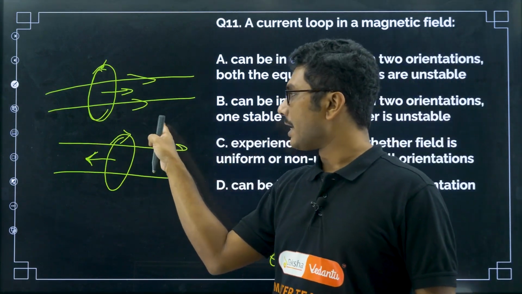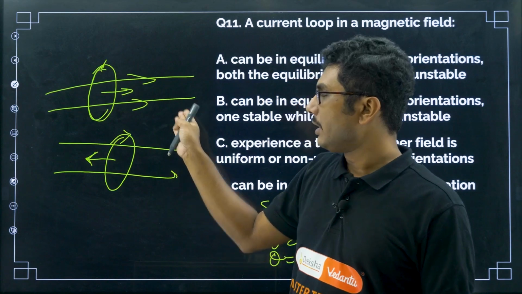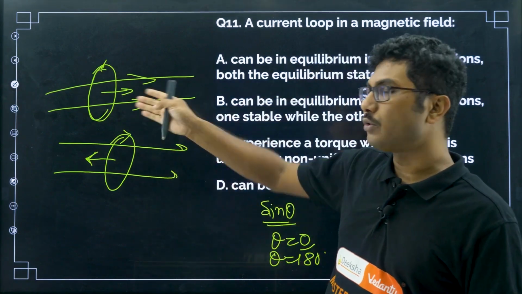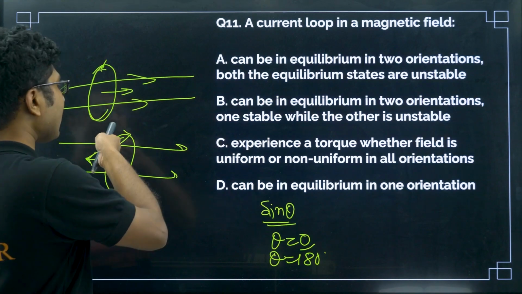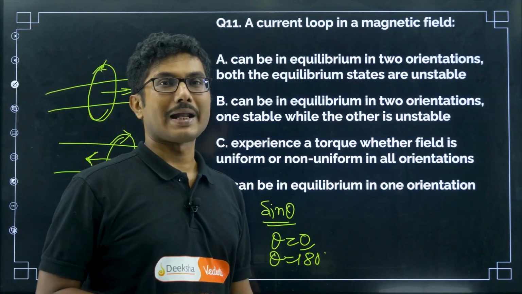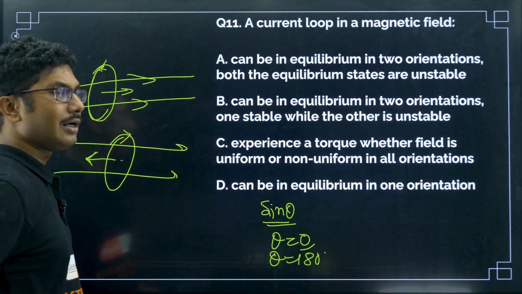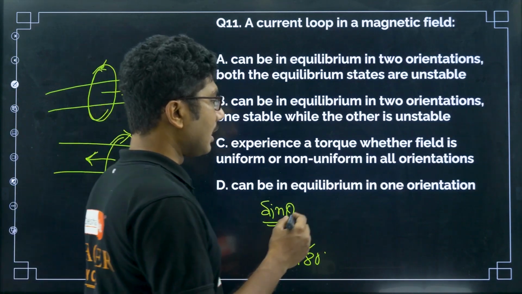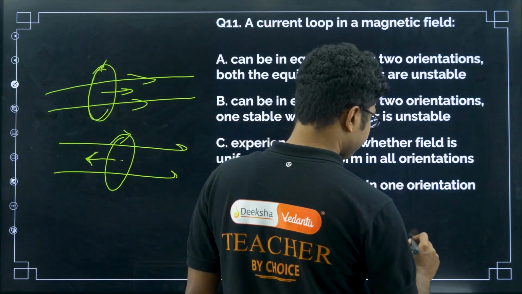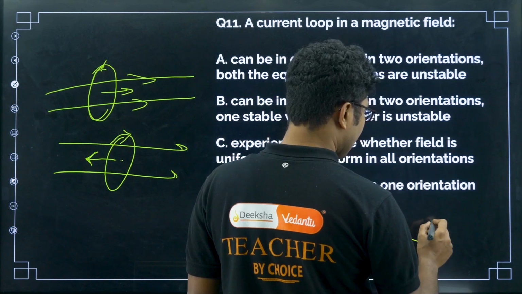Now if you slightly rotate it, then what will happen? It will completely rotate and try to orient itself in the direction of the magnetic field. Okay, because it will try to orient itself along the direction of the magnetic field, this is not a stable equilibrium. Stable equilibrium means, I hope you remember stable and unstable equilibrium. Okay, so there are a few cases.